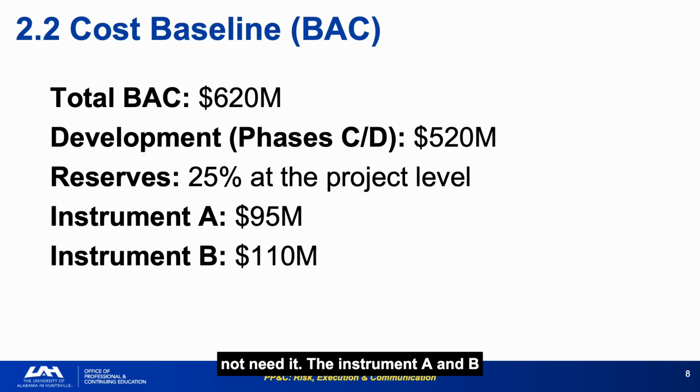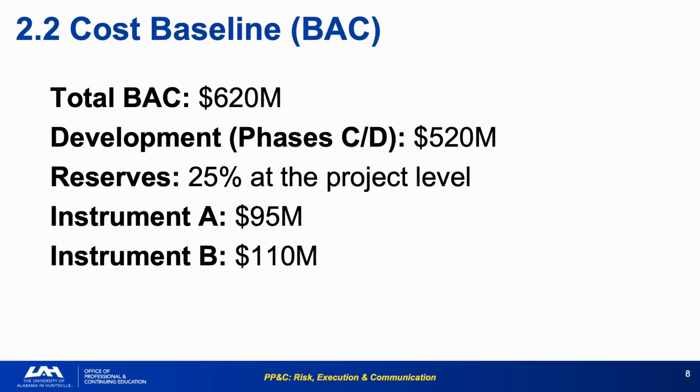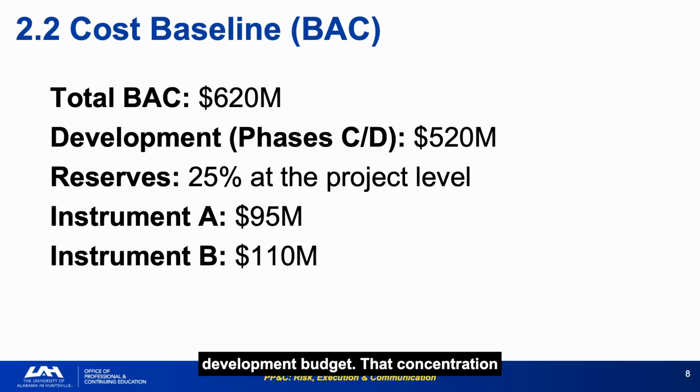The instrument A and B allocations together represent $205 million, roughly 39% of the development budget. That concentration means instrument performance is the dominant cost driver, not the spacecraft bus or INT. Apply the Pareto principle to the cost baseline immediately. Instruments A and B are where most of the analytical attention should be concentrated because that is where most of the cost is.